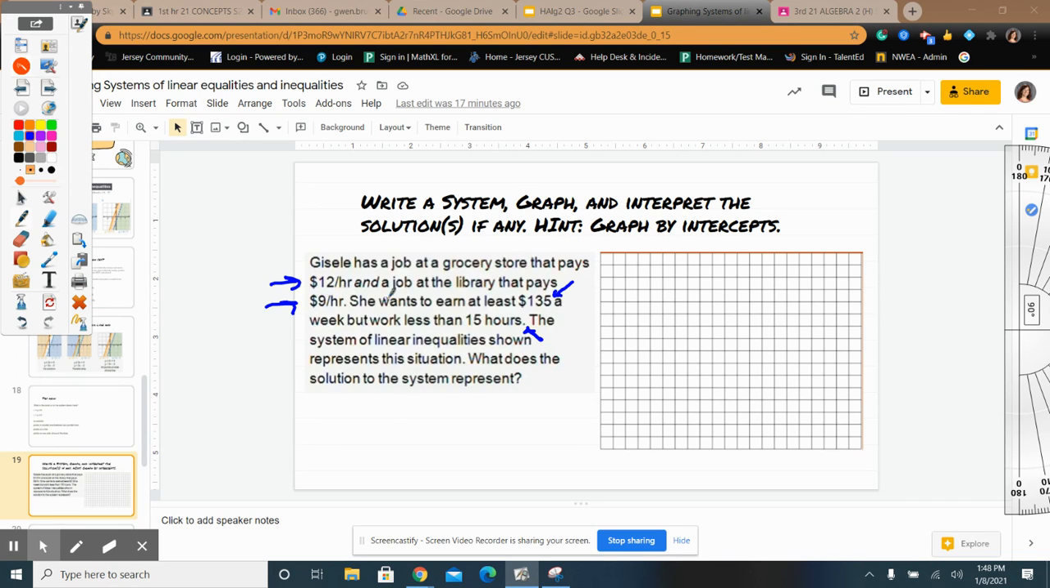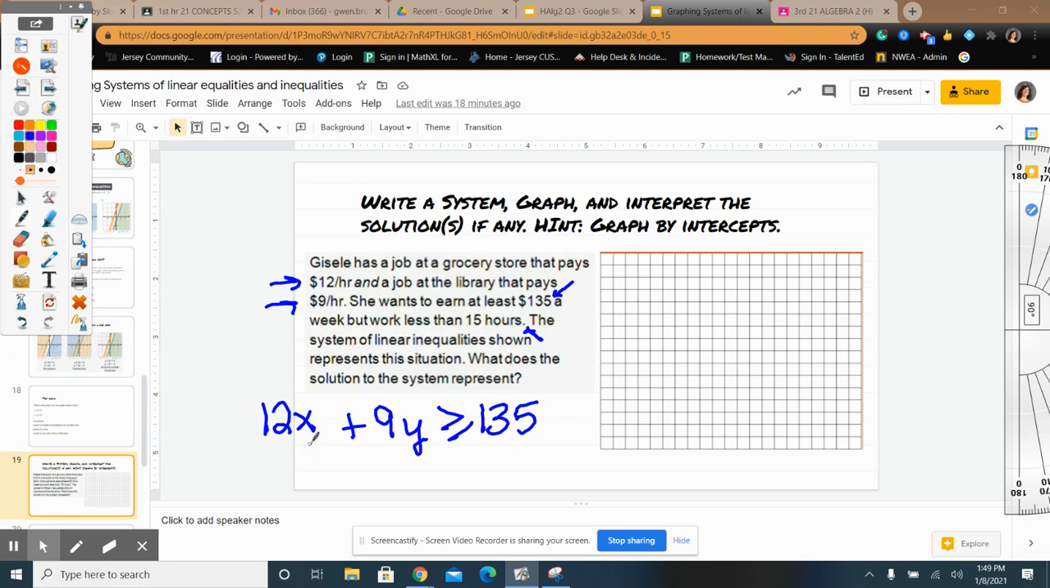So if you get 12 at the library, let's call that 12 for each hour at the library. So it's like a rate for the library plus a different job. Oh, I did it wrong. The store. Store is 12. Well, it doesn't matter because I used X. 12 for the store plus 9 for the library, which we'll call Y. She wants that amount of money to be at least 135. She wants that greater than or equal to 135.